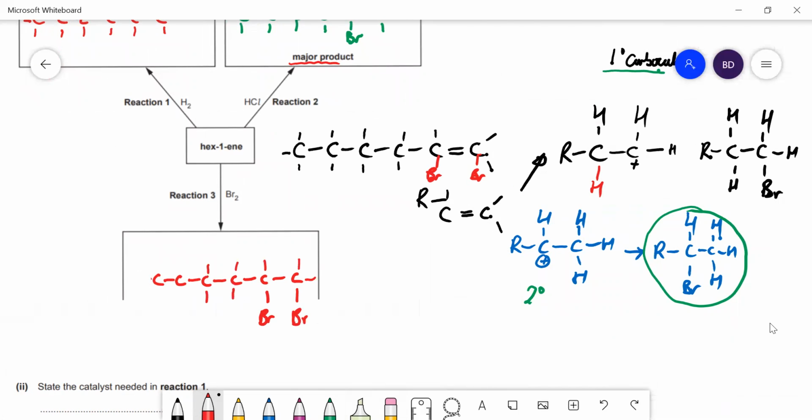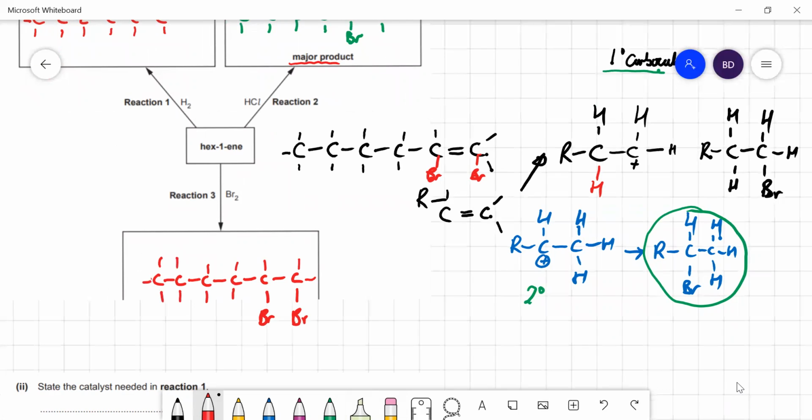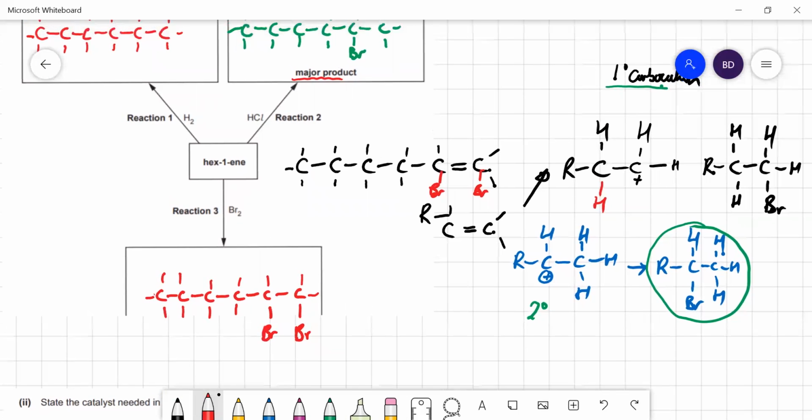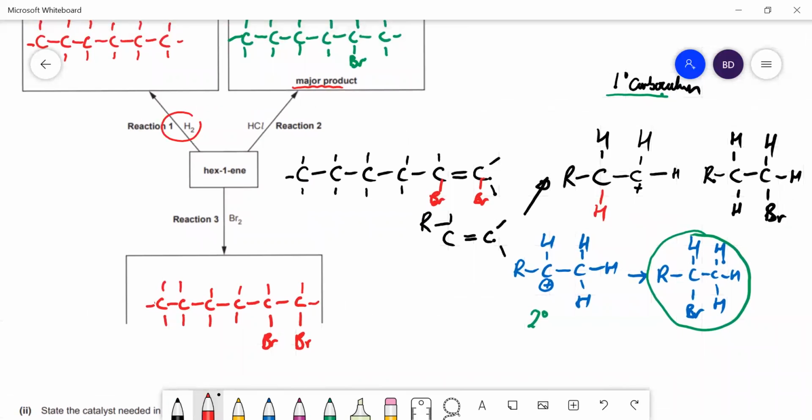Okay, so that is the product there. Now the next question, fairly straightforward. What's the catalyst needed in reaction 1? Well, you know it's a nickel catalyst, isn't it?